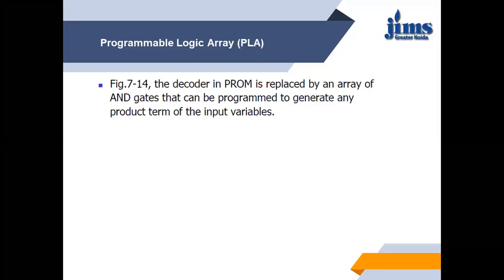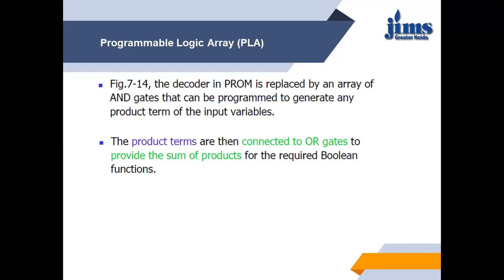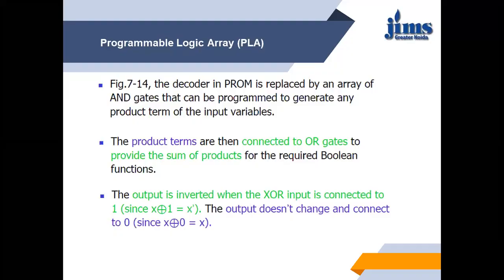So here we need not construct n to the power n AND terms. In case of the PROM, whenever we are using a decoder and we have n number of inputs, then 2 raised to power n are the outputs. That is the advantage of PLA, that we can program the AND array, and we can use only such minterms which are required. We need not generate all minterms. The product terms are then connected to OR gates to provide the sum of products for the required Boolean function.